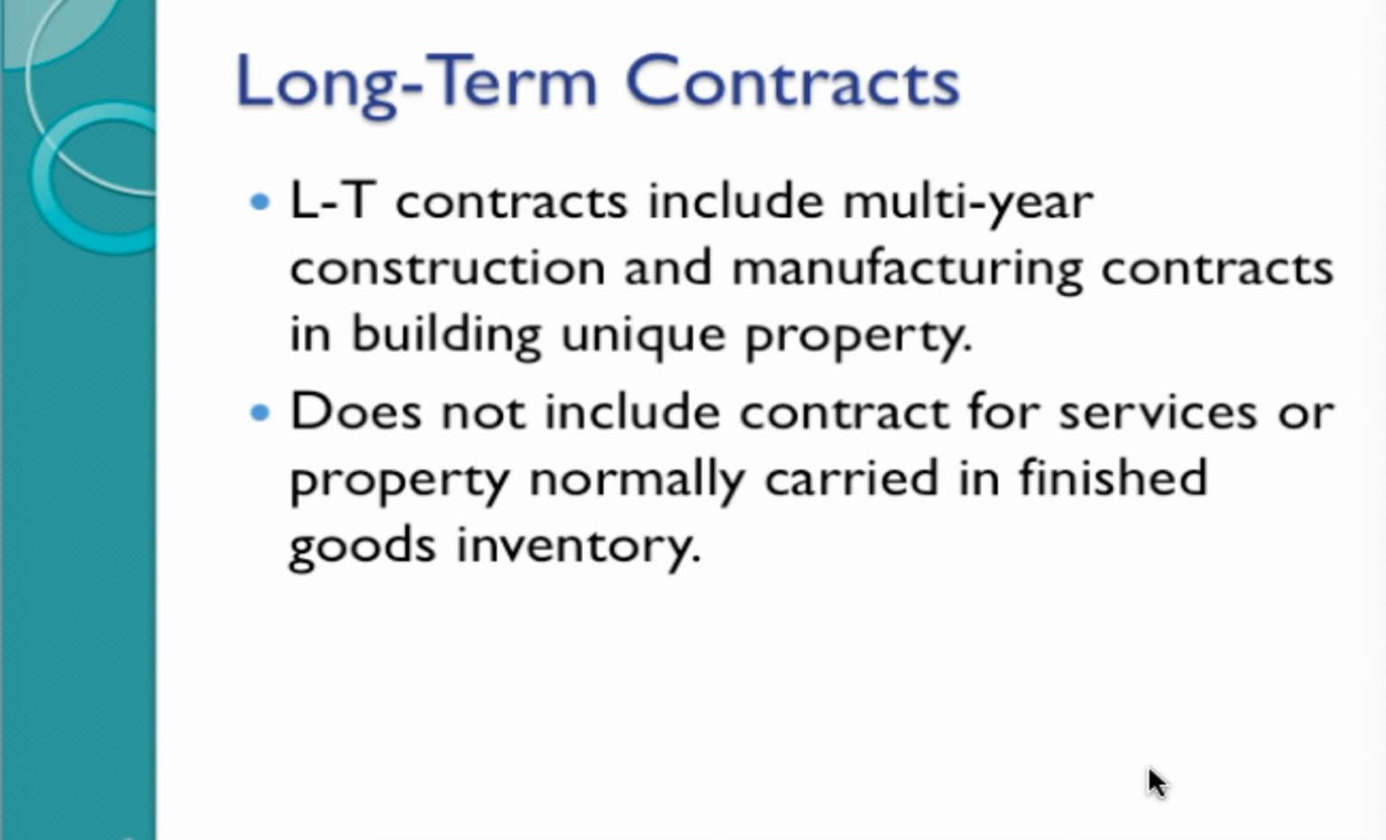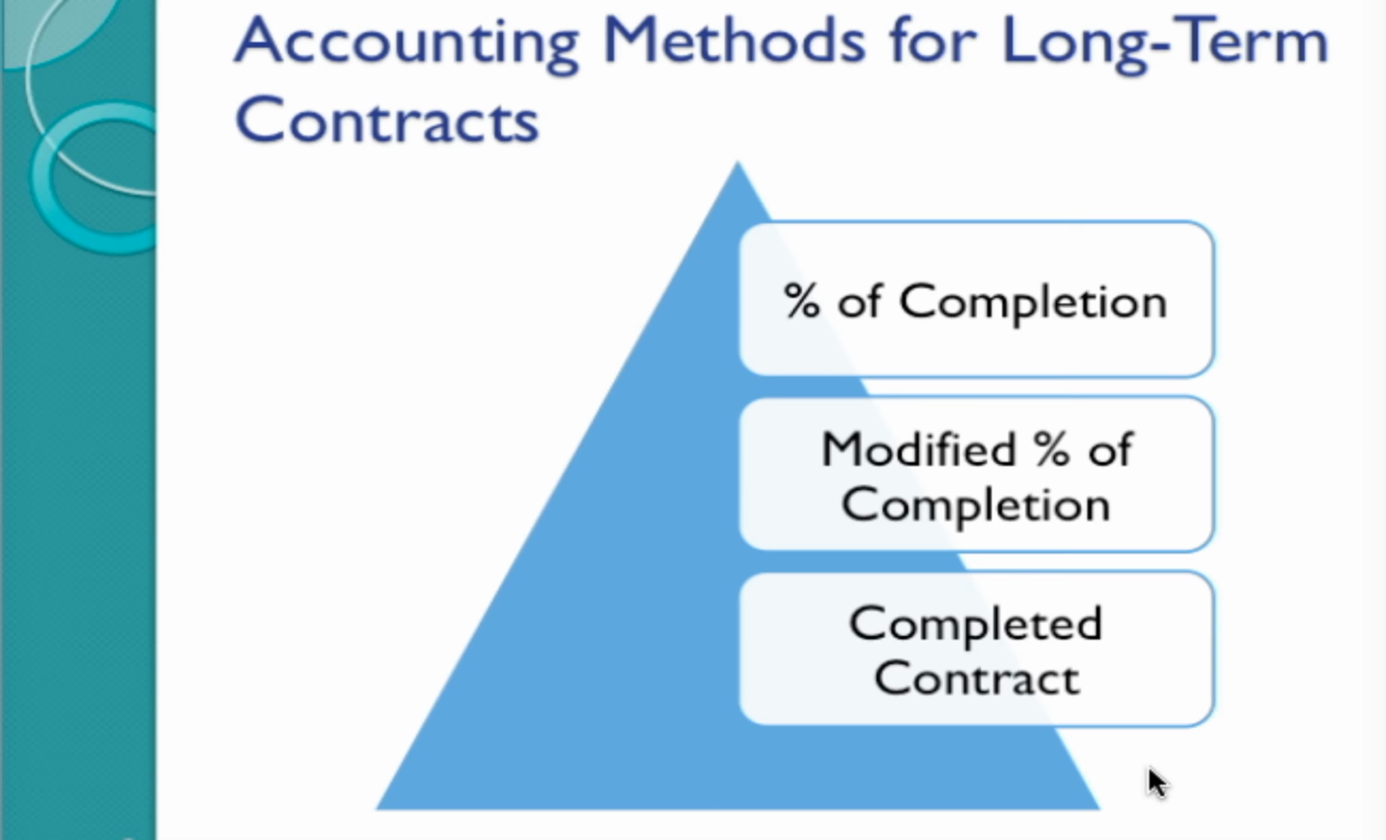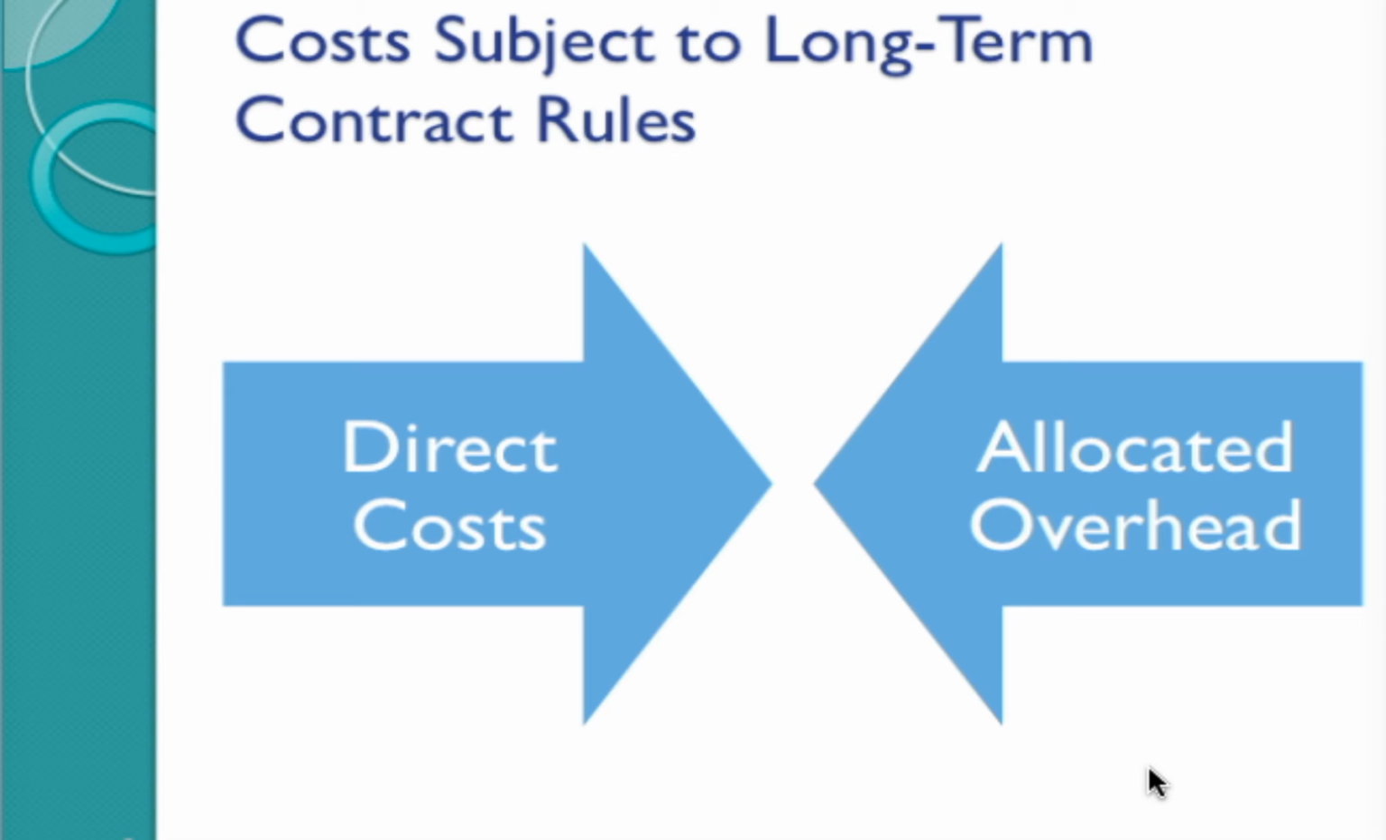We'll move into long-term contracts. So a long-term contract is basically any multi-year construction or manufacturing contract that's building unique property. It doesn't include any contract for services or property normally carried in finished goods inventory. The various options you have in accounting for long-term contracts are percentage of completion, a modified percentage of completion, and then the completed contract method. Direct costs and allocated overhead are both subject to long-term contract rules, so they'll both be affected by whatever method that you choose to use.